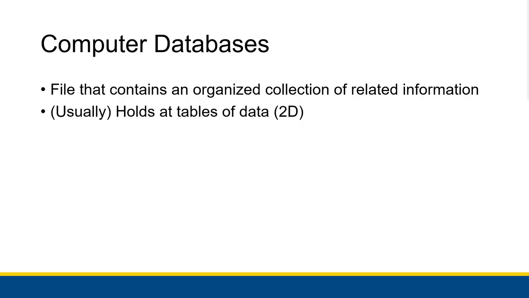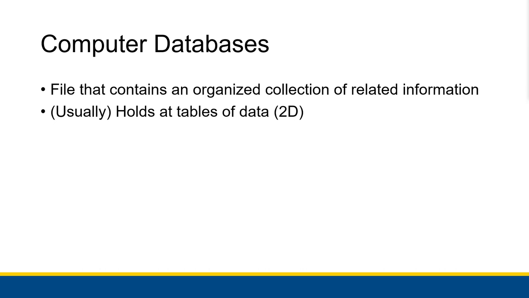When we're talking about computer databases, we're talking about files, just like we were talking about files previously in the class, but rather than just text files, now we're talking about files of data that are organized in some way. They are a collection of related information describing a whole bunch of things that are related to each other. We're usually talking about tables of data, like what you would see in Excel or with a two-dimensional array. So we're talking about 2D data.